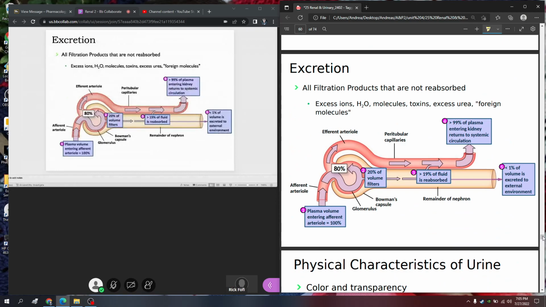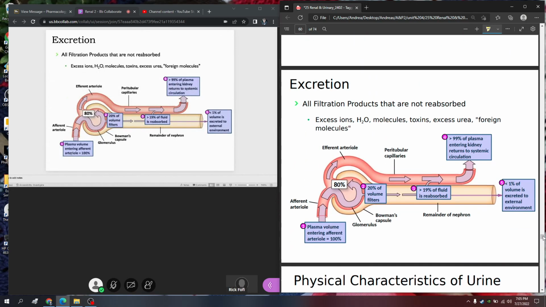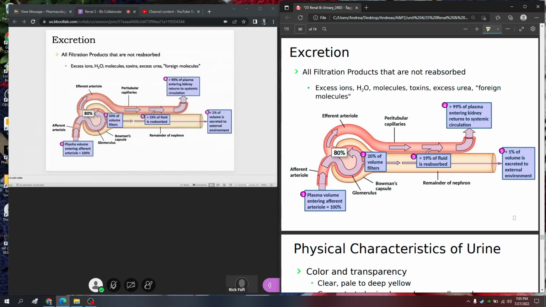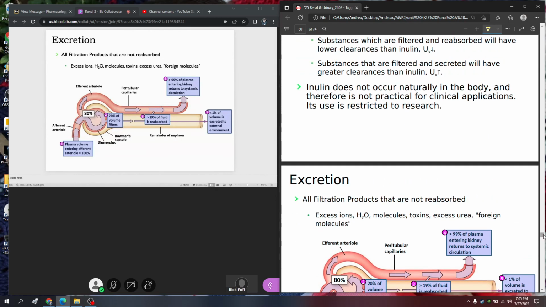All right, we're going to wrap this up with some simple stuff here. So again, now we're out of the kidneys, and now we're talking about what happens next. So again, we went through the whole process of how much renal plasma flow goes into the nephrons, and we said that 20% of that plasma is filtered, becomes a filtrate. We are going to reabsorb almost all of it. So only 1% actually becomes urine.